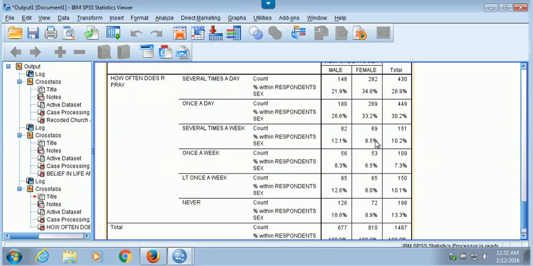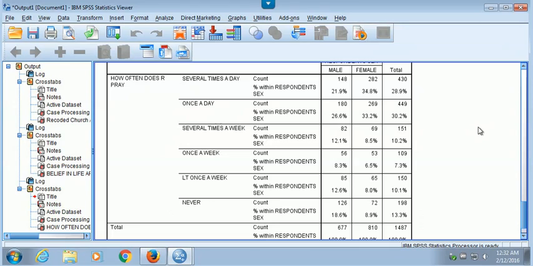And you can come down here and you can see how often someone prays is what we call an ordinal variable, so there are a lot more categories on this. Male, female, or sex, is a dichotomous variable. So you're going to have a line for each category of your ordinal variable. So sometimes these tables can get quite large.